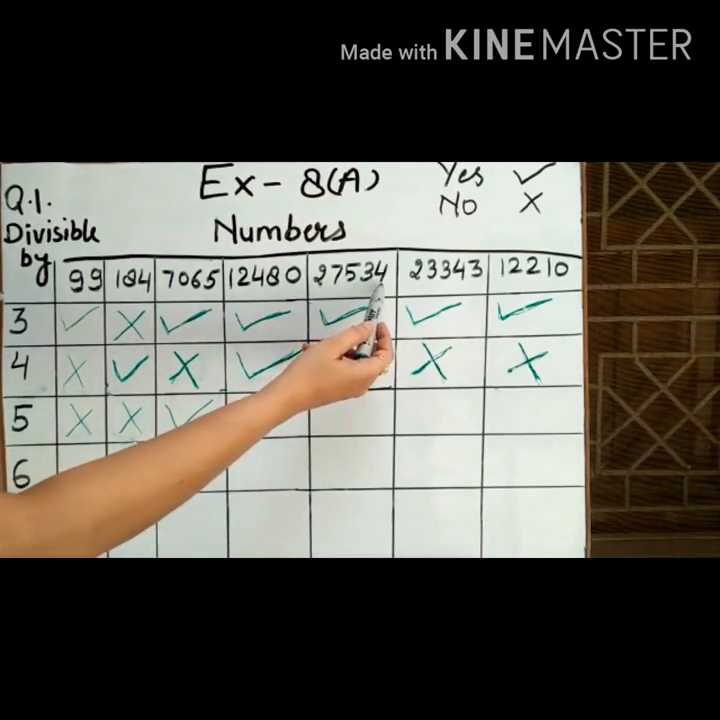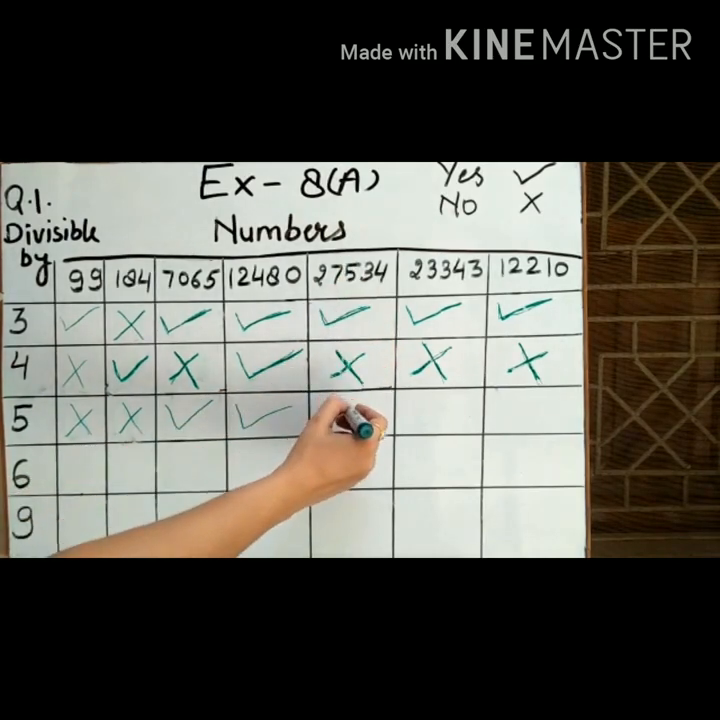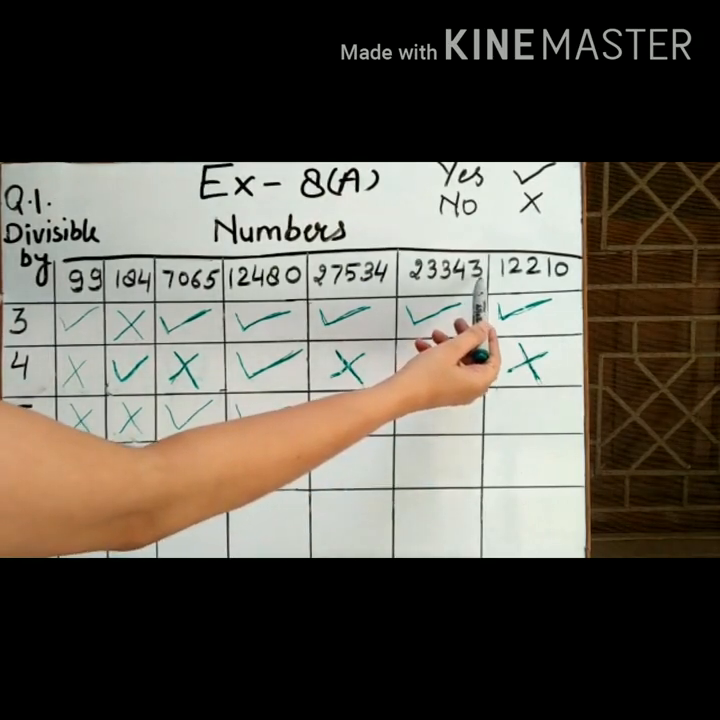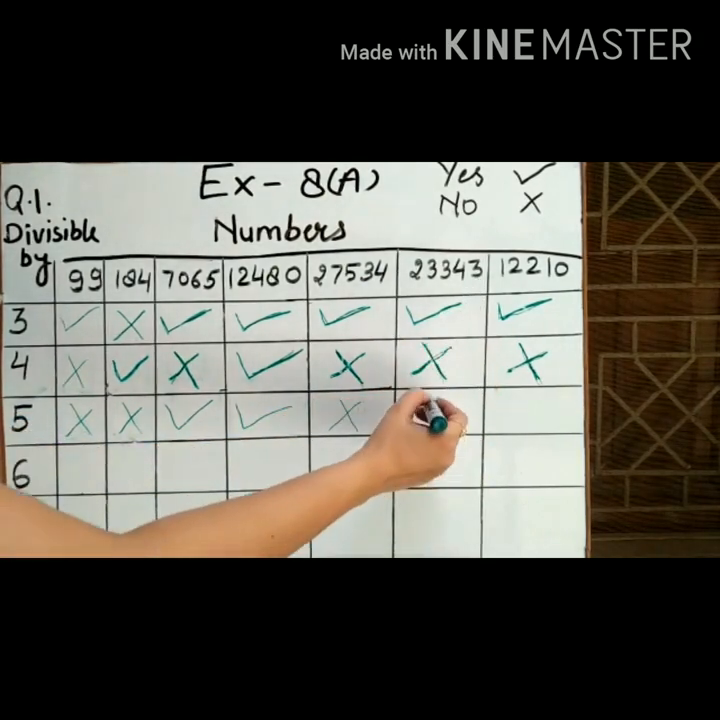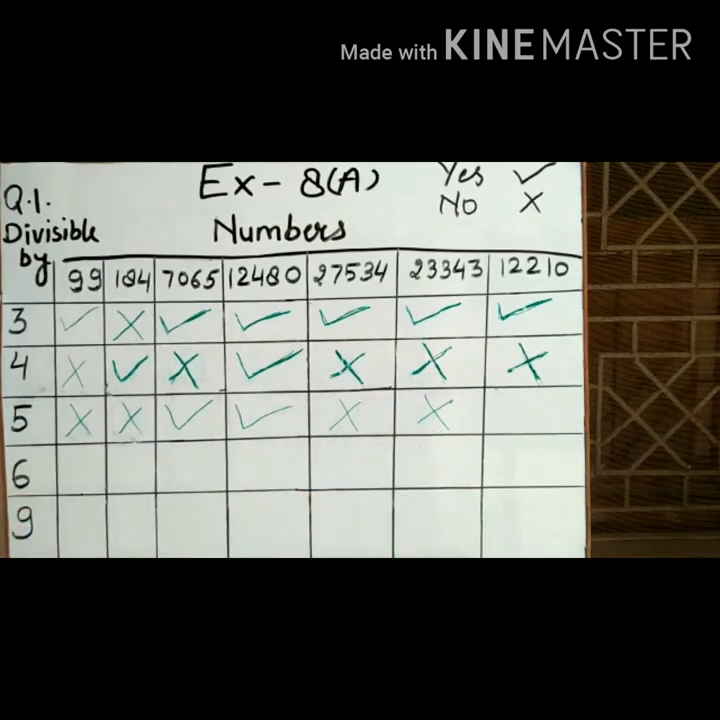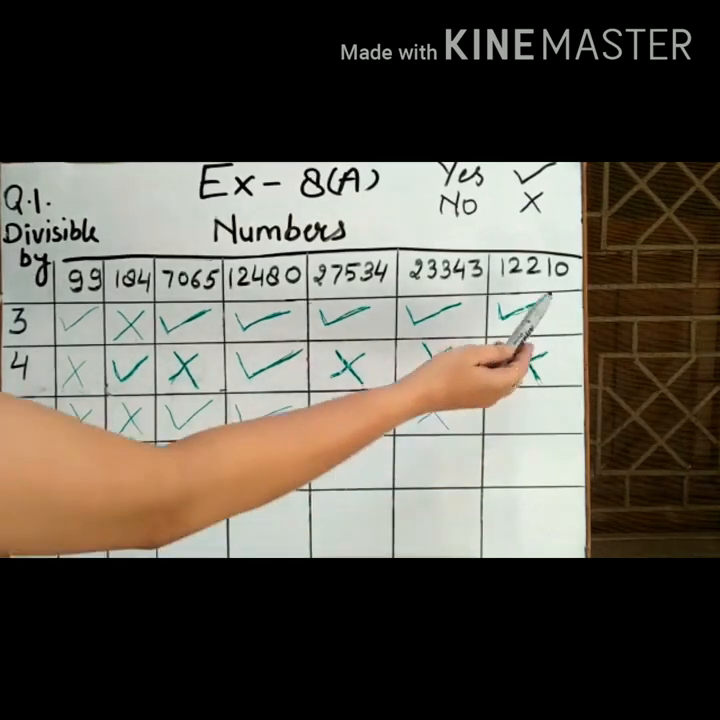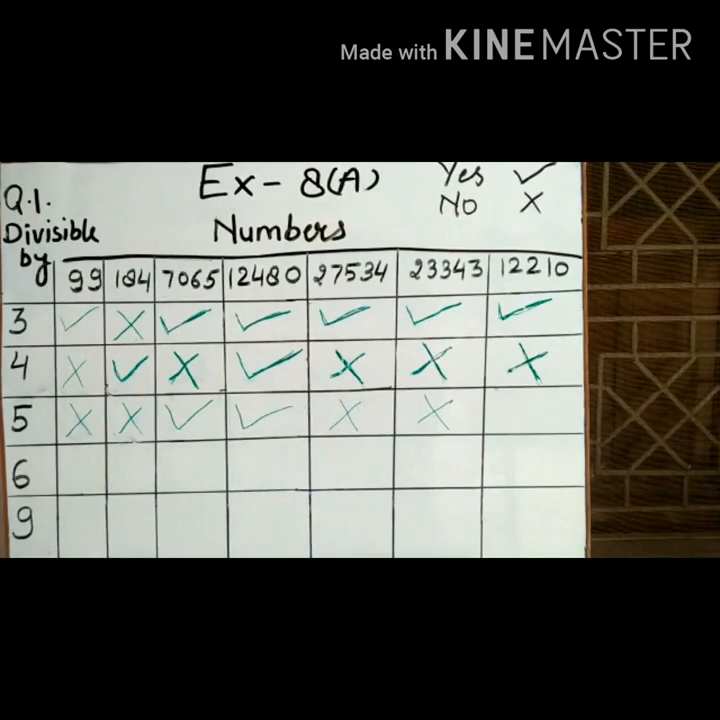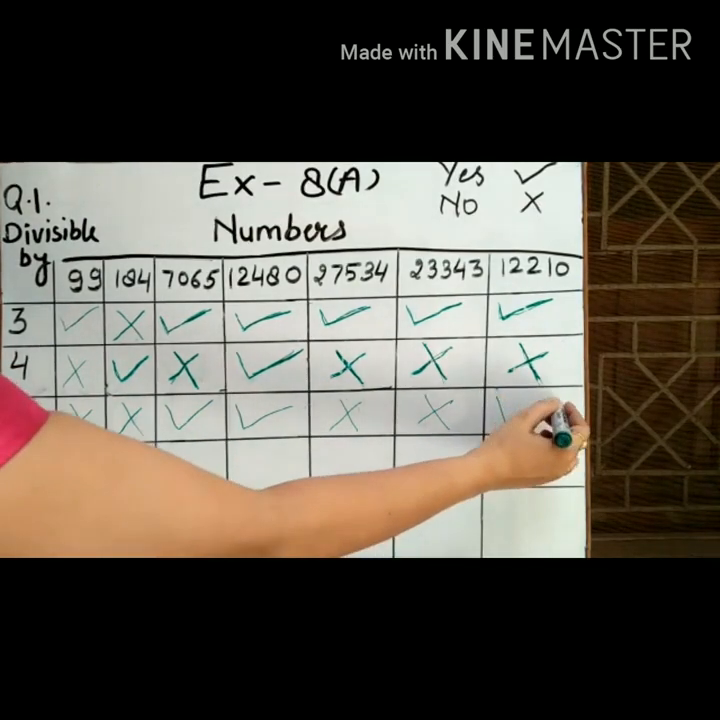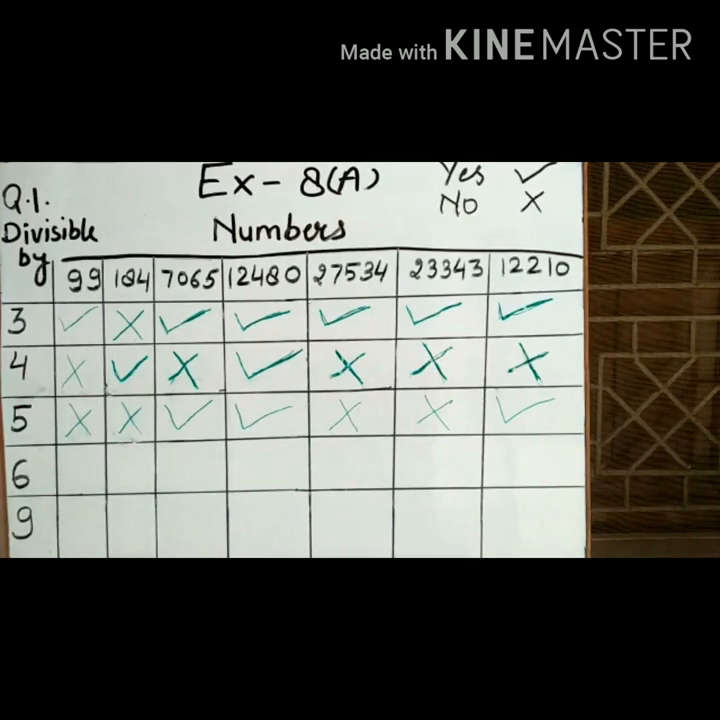In this number, the digit at the unit place is neither 0 nor 5. That's why it is not divisible by 5. Here, 3 is there. It is also not divisible by 5. In this number, 0 is there. That's why it is divisible by 5.